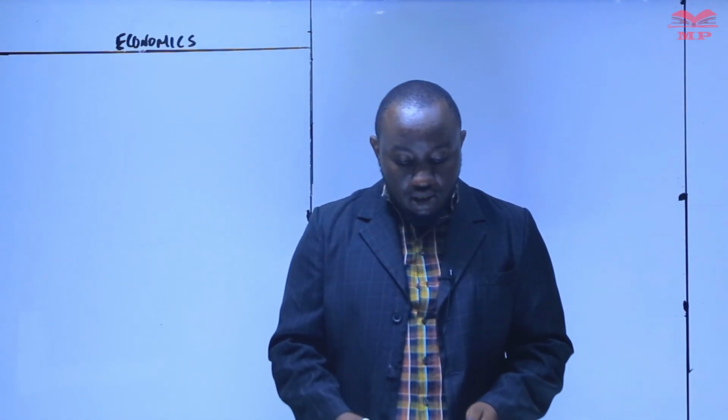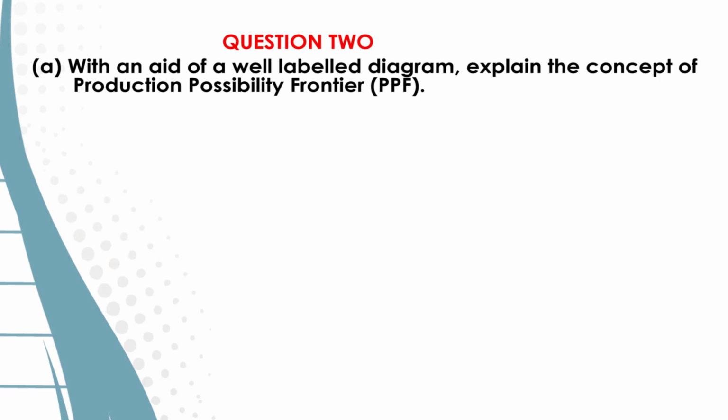We'll read the question. We say that with the aid of a well-labeled diagram, explain the concept of production possibility frontier. That is PPF. We put it on the board.